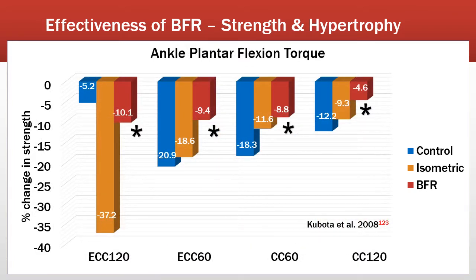You're looking at the percent strength change in eccentric and concentric as measured by an isokinetic dynamometer. On the y-axis, you have the percent change in strength pre and post immobilization. So you can see eccentric at 120 degrees, eccentric at 60 degrees, concentric at 60, and then concentric at 120. And across the board, statistically significant, the BFR also preserved the muscle strength in relationship to each of the other groups.